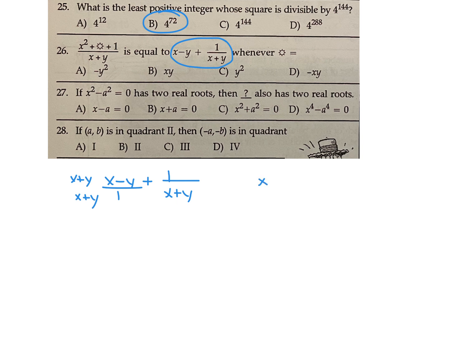So it'd be x squared minus xy plus xy minus y squared plus 1 over x plus y. And they're saying that is equal to x squared plus this symbol plus 1 over x plus y. So that symbol obviously is equal to minus y squared. So 26 therefore would be B.